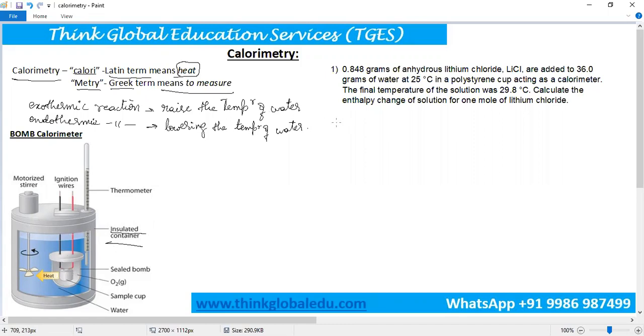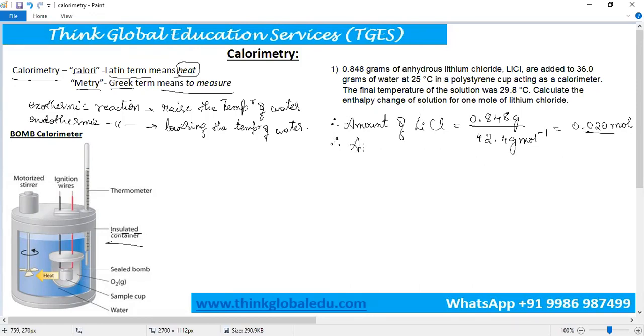We shall now solve a problem in calculating the enthalpy change for a particular reaction. Over here, lithium chloride is reacting in aqueous medium. The first step is to convert the amount of the reactants into the number of moles. Therefore, the amount of lithium chloride will be equal to the given mass divided by the molar mass, which will be equal to 0.020 moles.